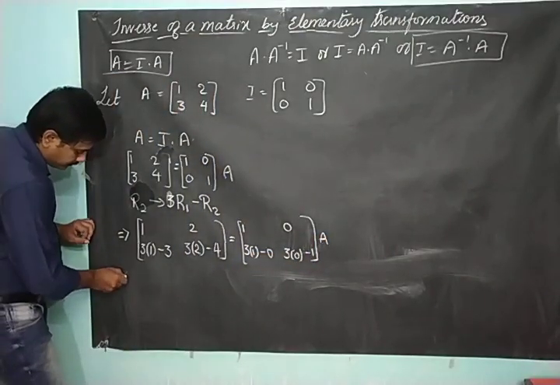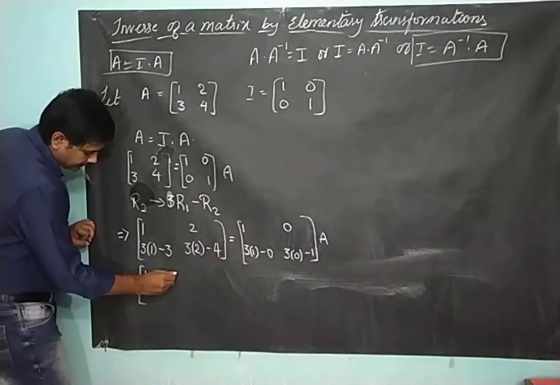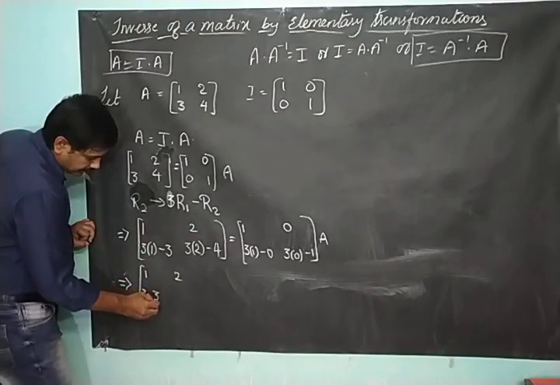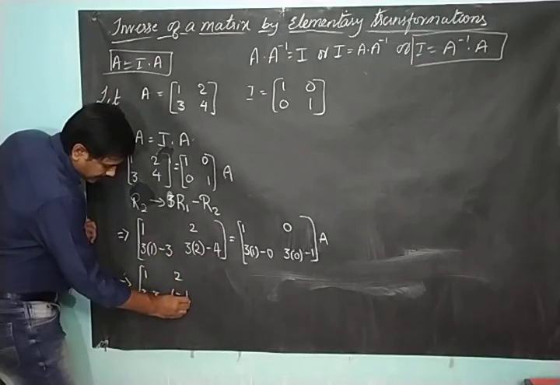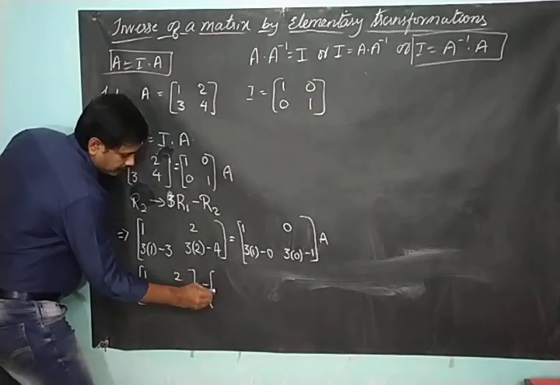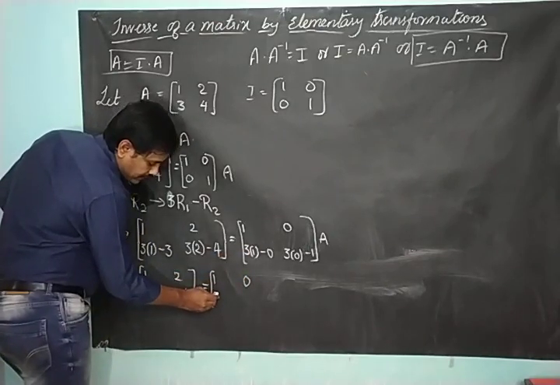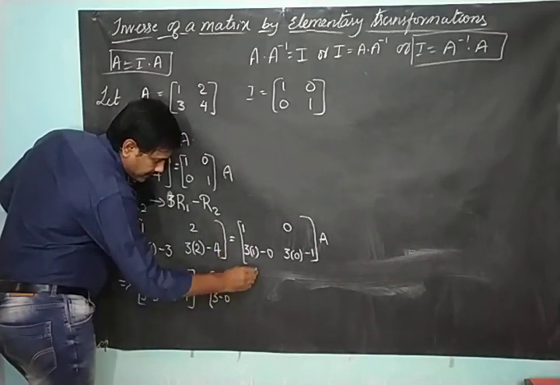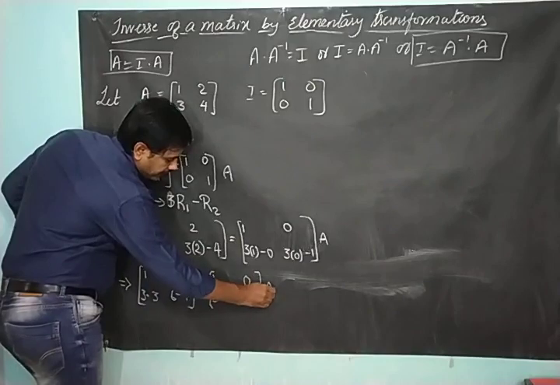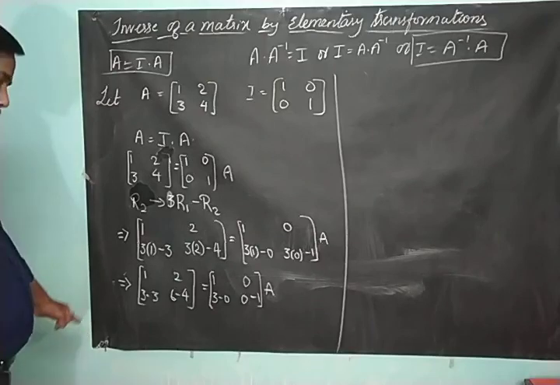Okay. One as it is, 2 as it is, this is 3 minus 3 and this is 6 minus 4, right, is equal to, this is 1 and 0 as it is. 3 into 1 is 3 minus 0, 3 into 0 is 0 minus 1, and A as it is. Fine. So this is how we need to apply the transformation. Now simplify it.